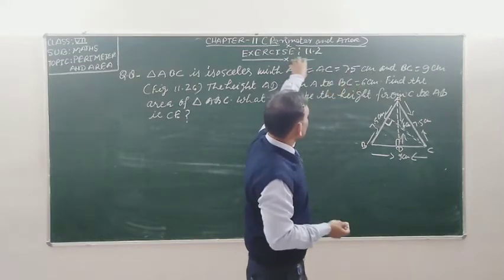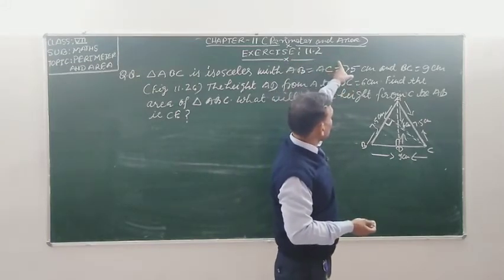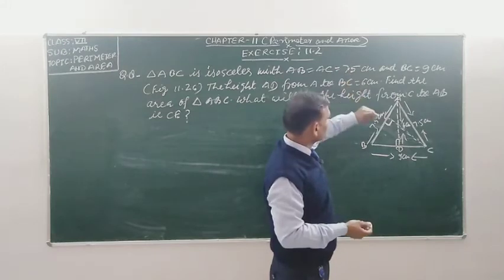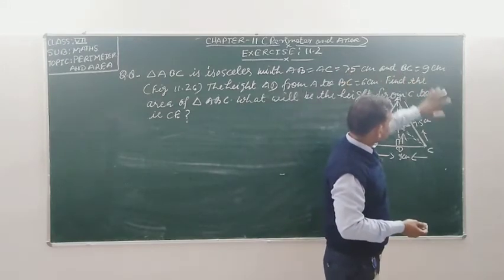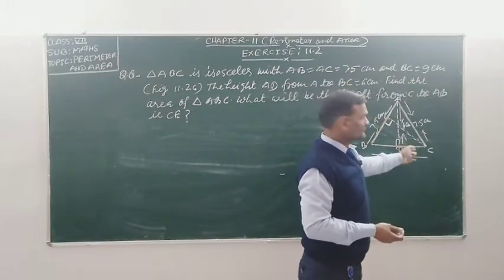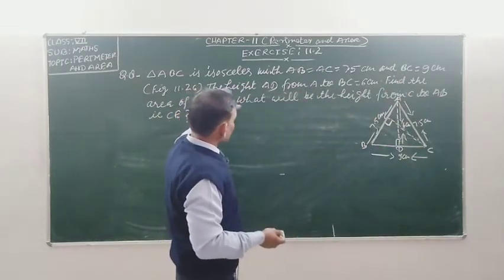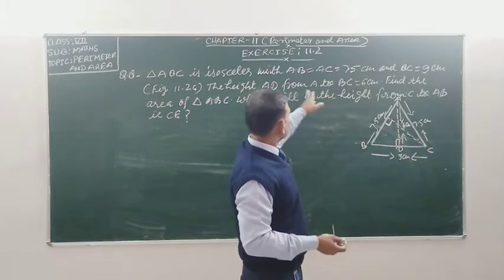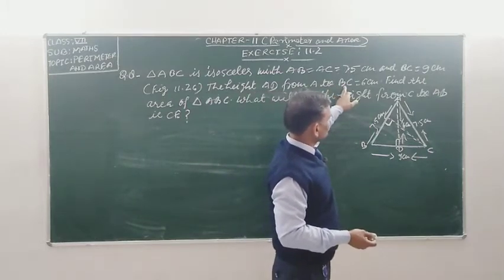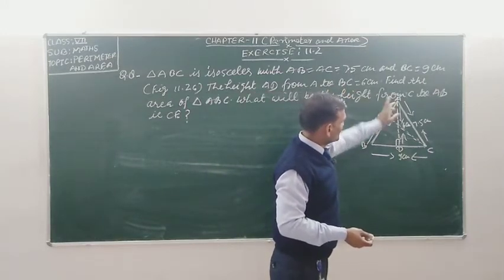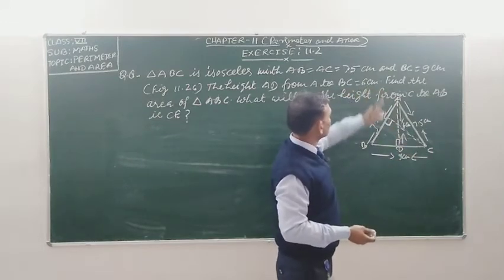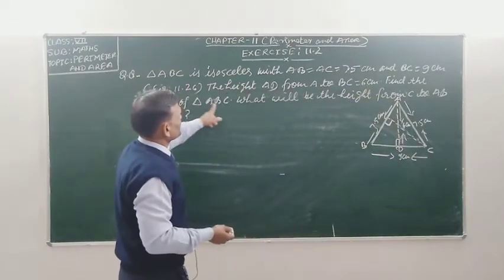It means AB and AC both are equal in length, 7.5 centimeter. And BC is equal to 9 centimeter. BC, this side is BC, 9 centimeter. The height AD from A to BC is equal to 6 centimeter. Find the area of triangle ABC.